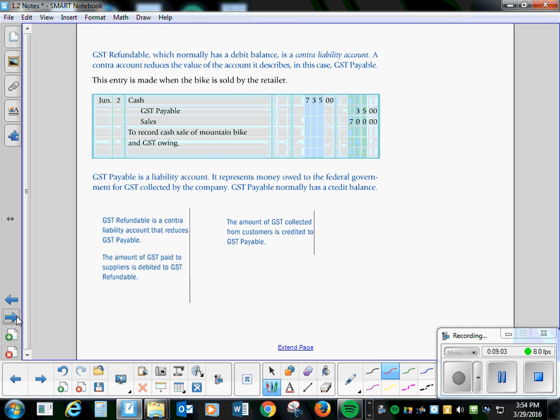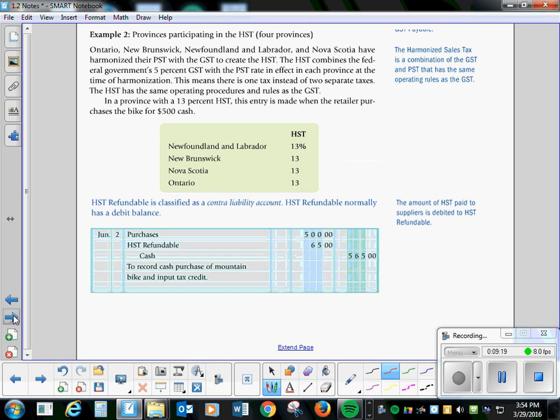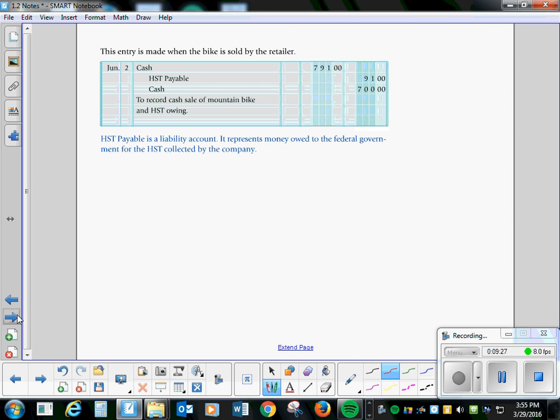Okay, and here this entry is made when the bike is sold by the retailer, so it's selling now. You're receiving the 735. You need to pay that back to the government, and the 700 will go to the sales. Same thing goes if you're talking about PST or HST, it looks exactly the same like this. And the entry made when the bike is sold to the retailer looks like that.